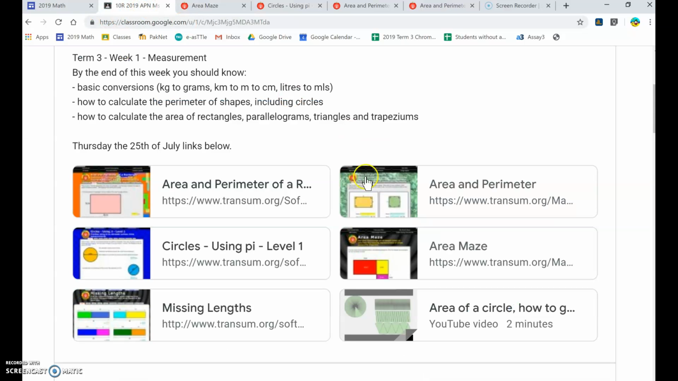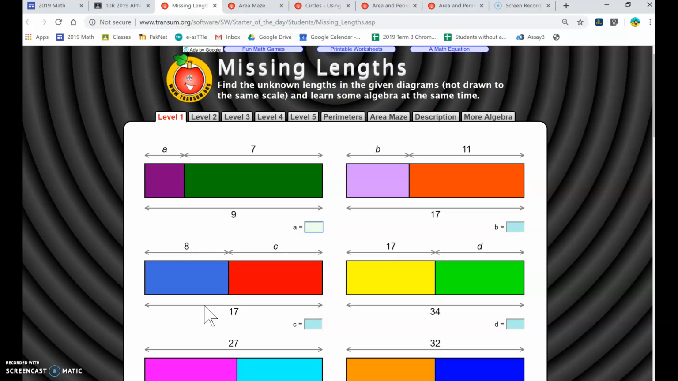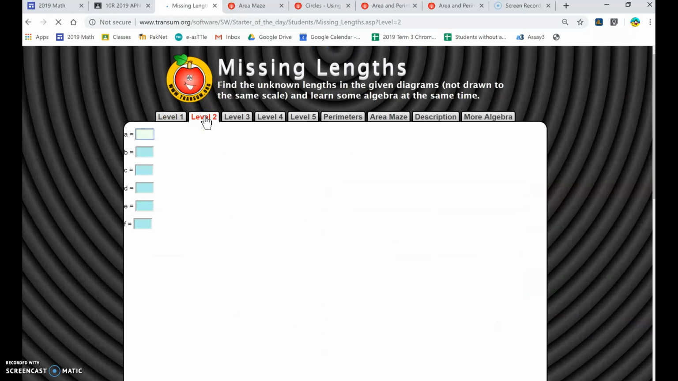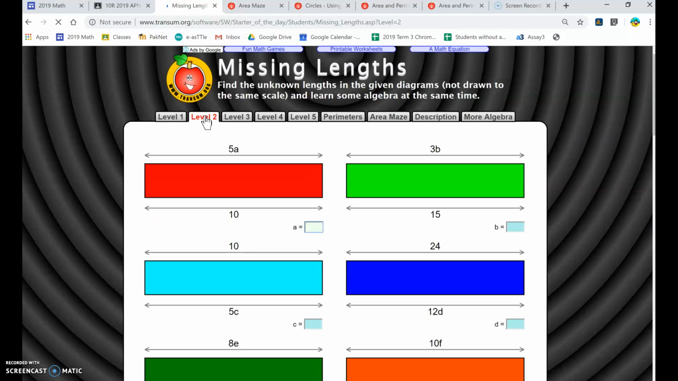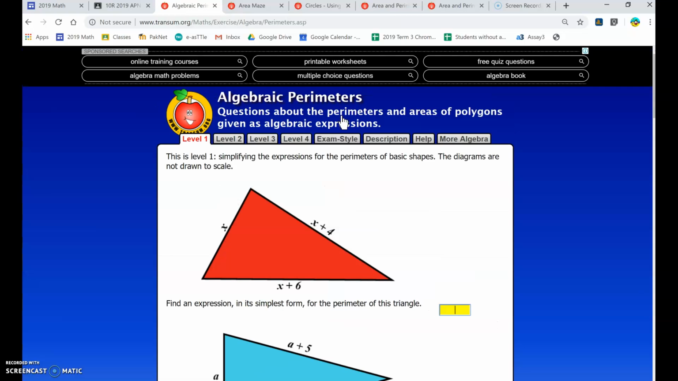And then the last one. This is a little bit of algebra. Some people were doing it yesterday. And it's actually quite nice algebraic thinking. Okay, and you can go up the levels. You wait for it to load. So that's fun, and you can then go onto there. So get to work.